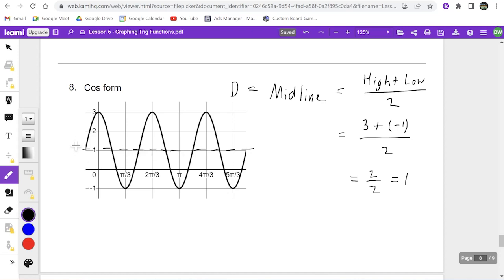Now, I can measure the amplitude, because amplitude is measured from the midline to the top. So amplitude A is 2. Next, the period. Period is the distance from, it's not always 4 tick marks.